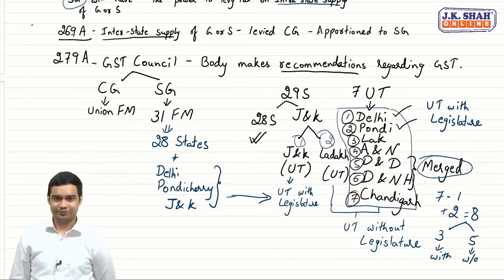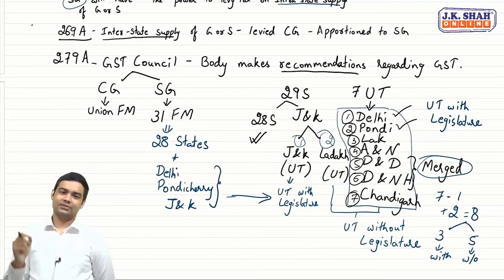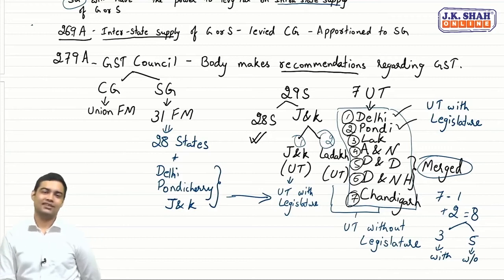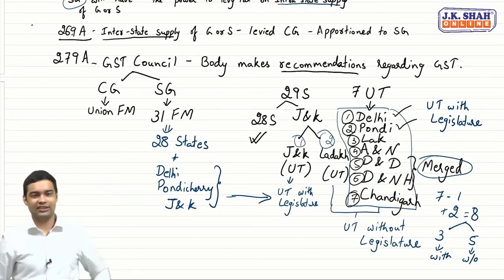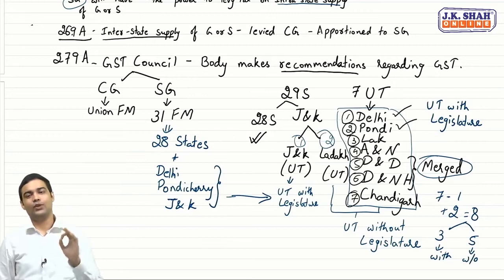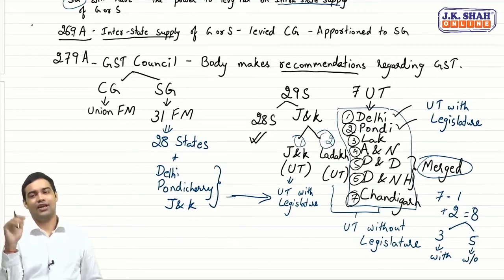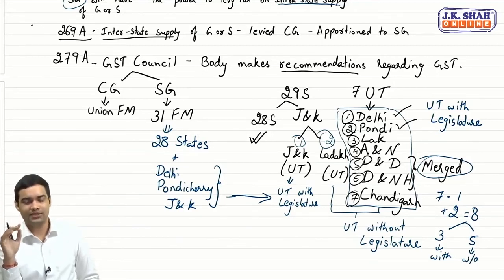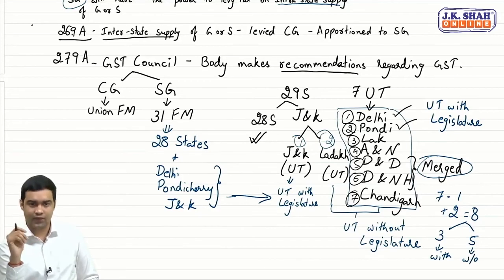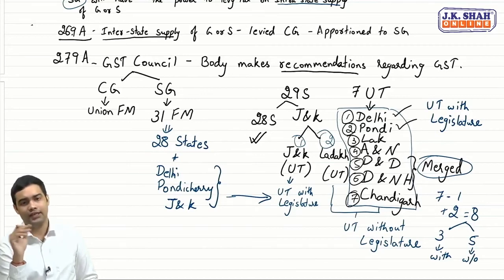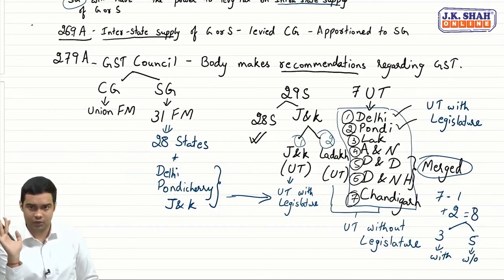To sum up, 31 finance ministers: 28 states plus Delhi, Pondicherry, Jammu and Kashmir, because these 3 are union territories with legislature. There are 5 other union territories which are without legislature. What is levied in these 5 union territories? We'll discuss at some point of time. Those 5 union territories are Lakshadweep, Andaman and Nicobar, Daman and Diu and Dadra and Nagar Haveli, Chandigarh, and finally Ladakh.